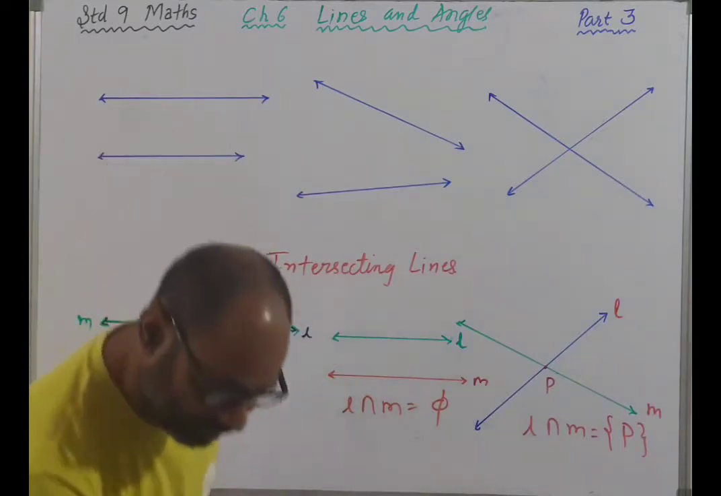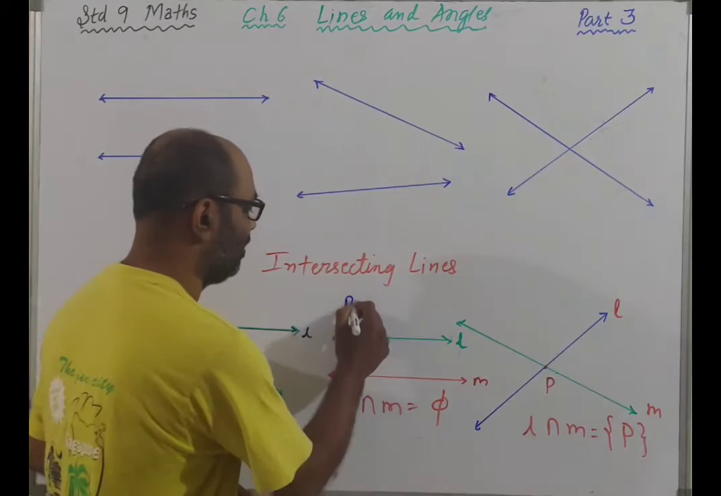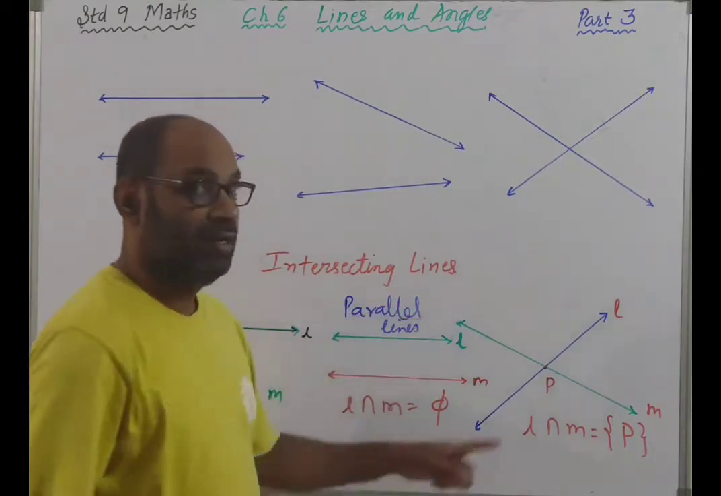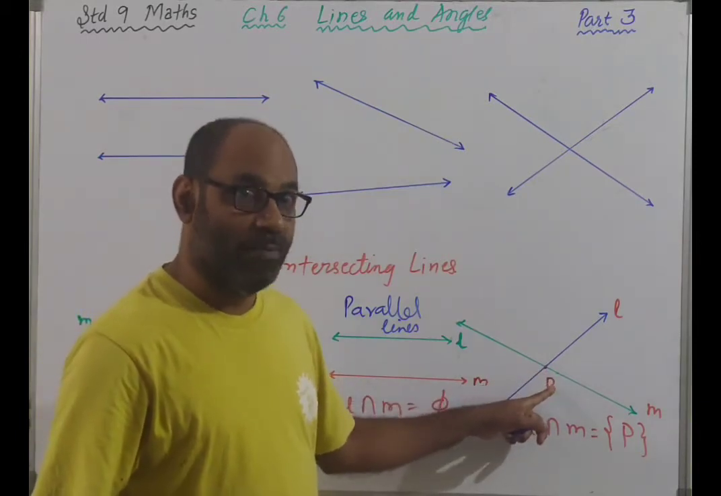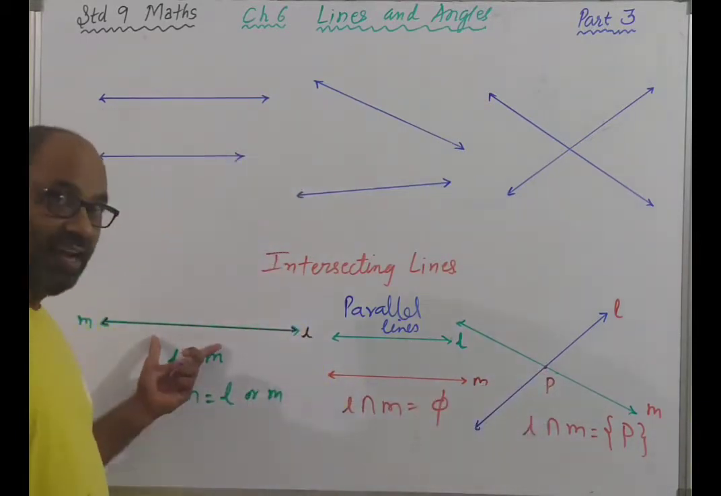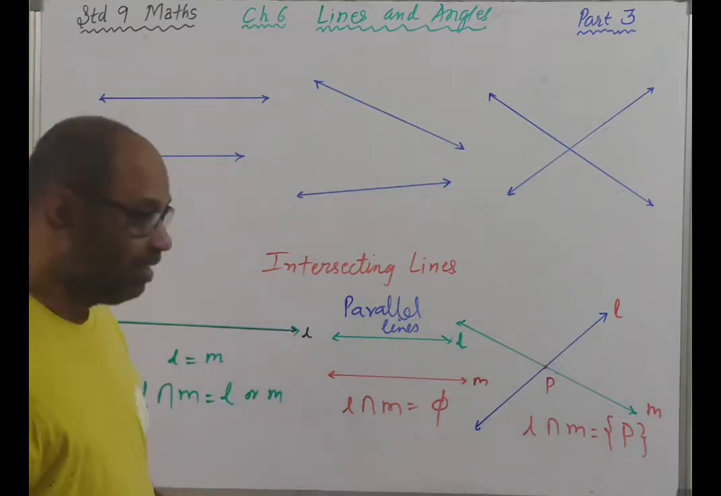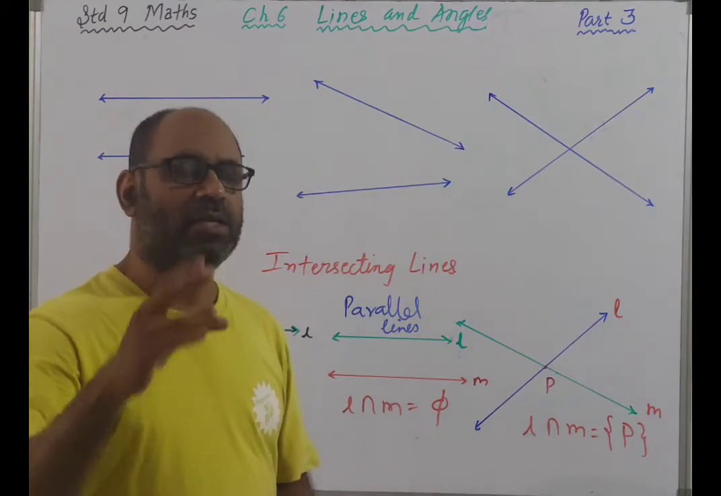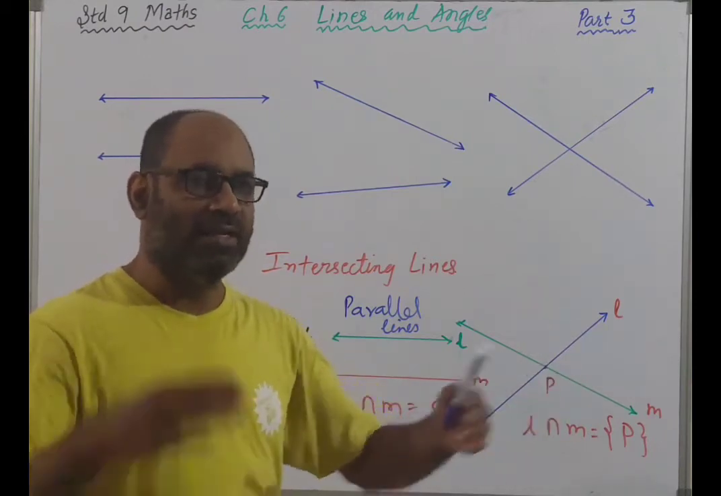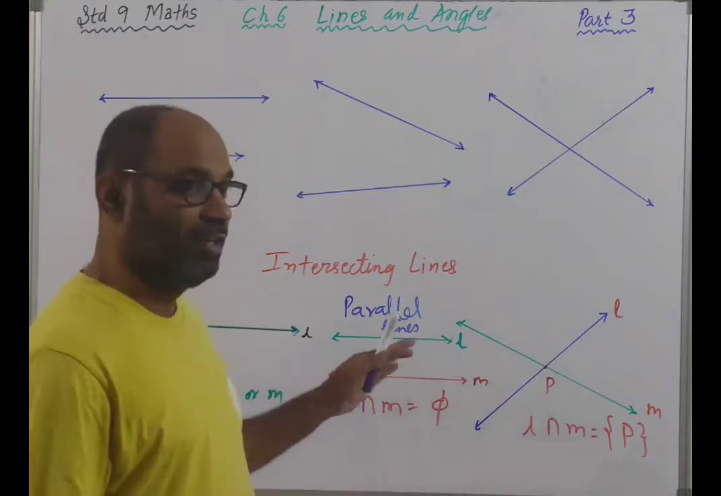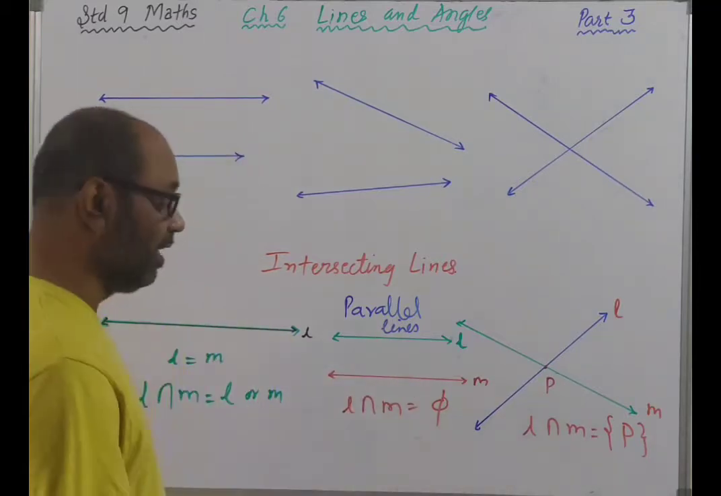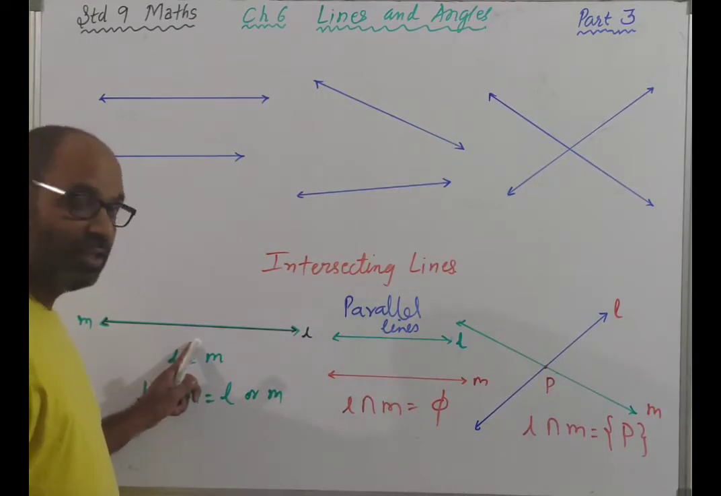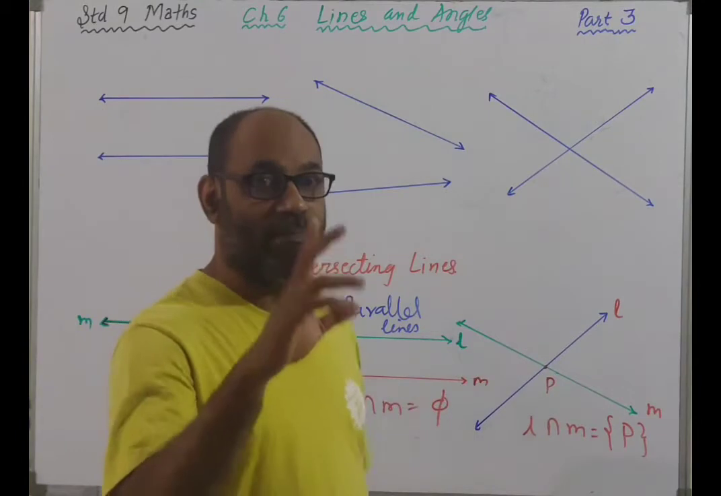If they do not intersect, we call them parallel lines. And if they intersect in one point or they intersect in itself, then they are intersecting lines. So if you are talking about intersecting lines, you have two lines, either they will intersect or they will not intersect. If they will not intersect, they are parallel lines. And if they intersect, they will do it in two ways. They will intersect in each other or they will intersect in one point.